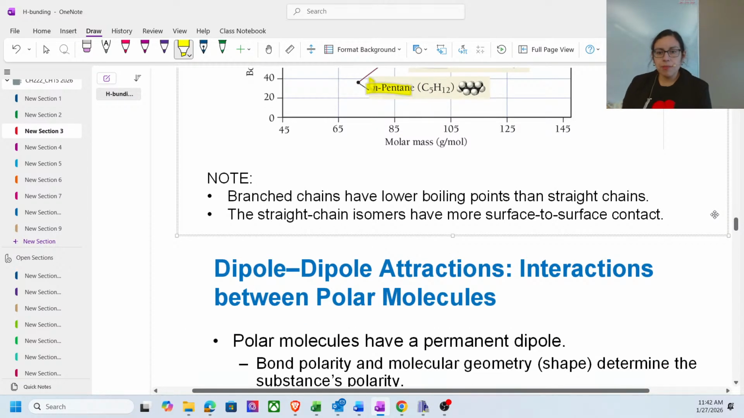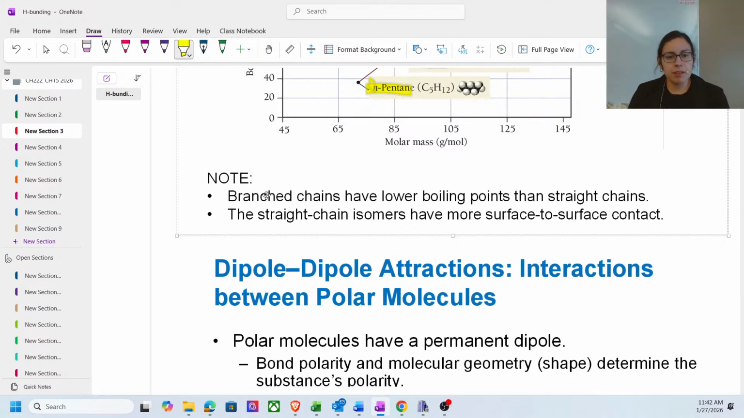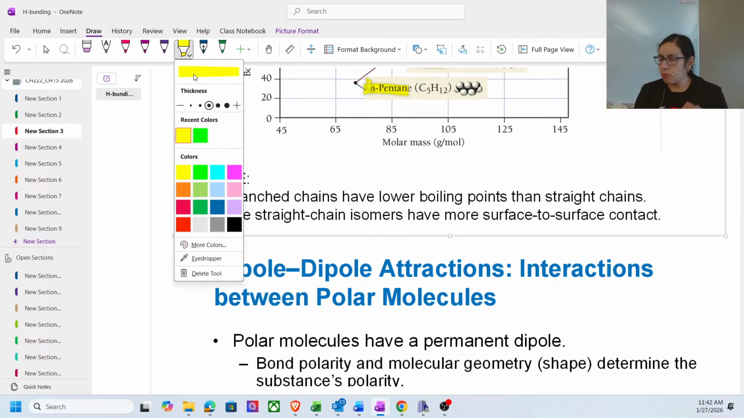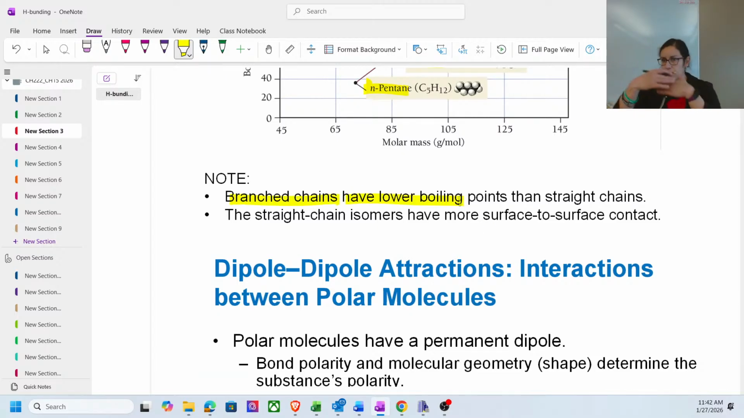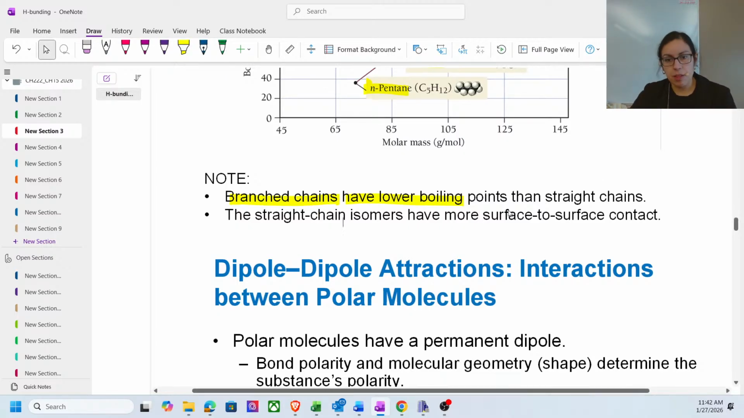And then just something to note is that if you were ranking them, doing a comparison, then any sort of branched chains would have a lower boiling point. Again, that's just going to disrupt that surface area contact. And so again, just emphasizing the straight chains have a much greater surface area.